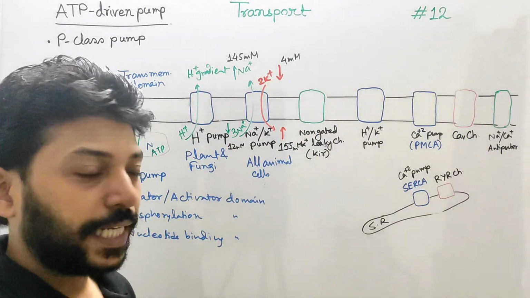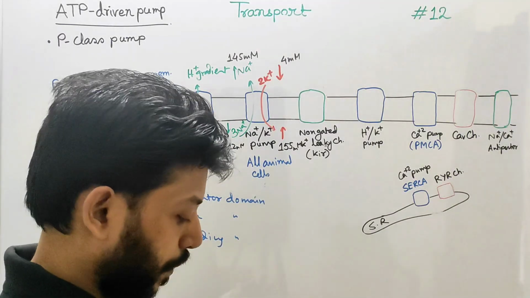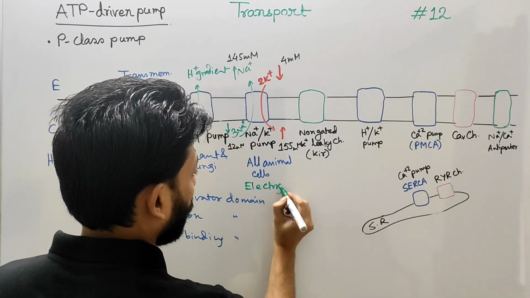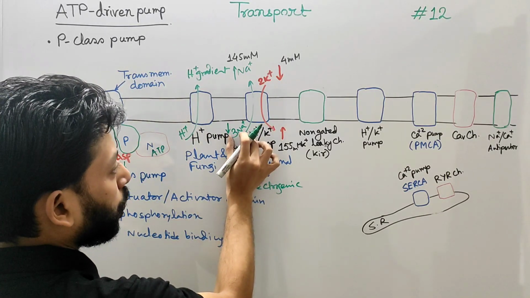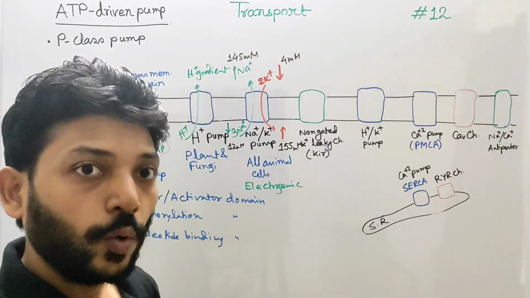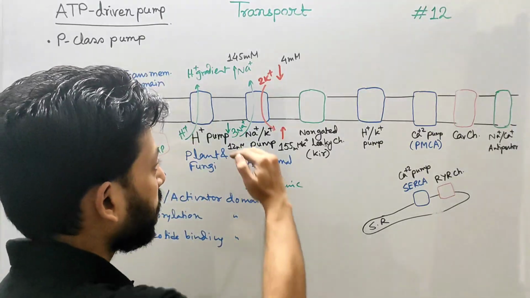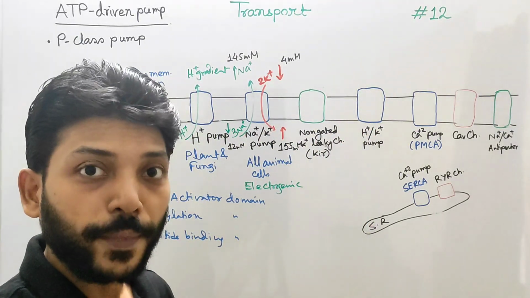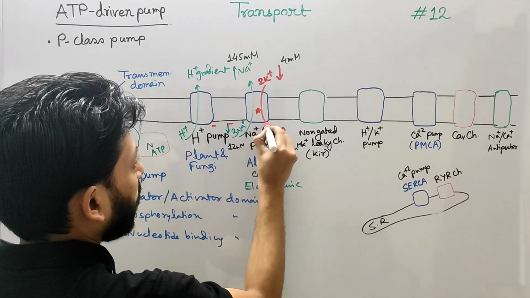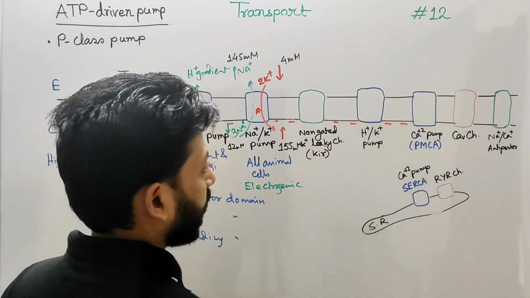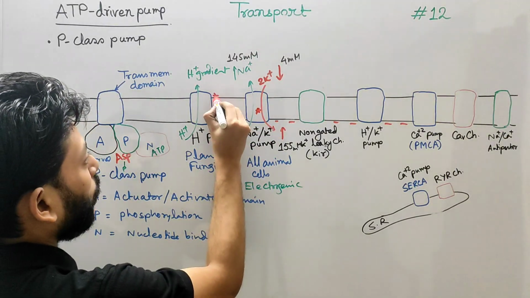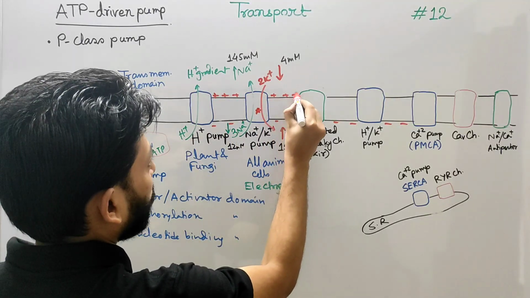Now one thing I have to mention is that this pump is electrogenic. Remember the term electrogenic. Why is it called electrogenic? Because it pumps 3 positive ions out and 2 positive ions in. So here 1 positive ion will be deficient inside the cell, so the inside of the membrane becomes negatively charged. By the working of this pump, the inside of the membrane starts to become negative because more positive ions are moving outside than coming inside, and more positive charge will be present outside.